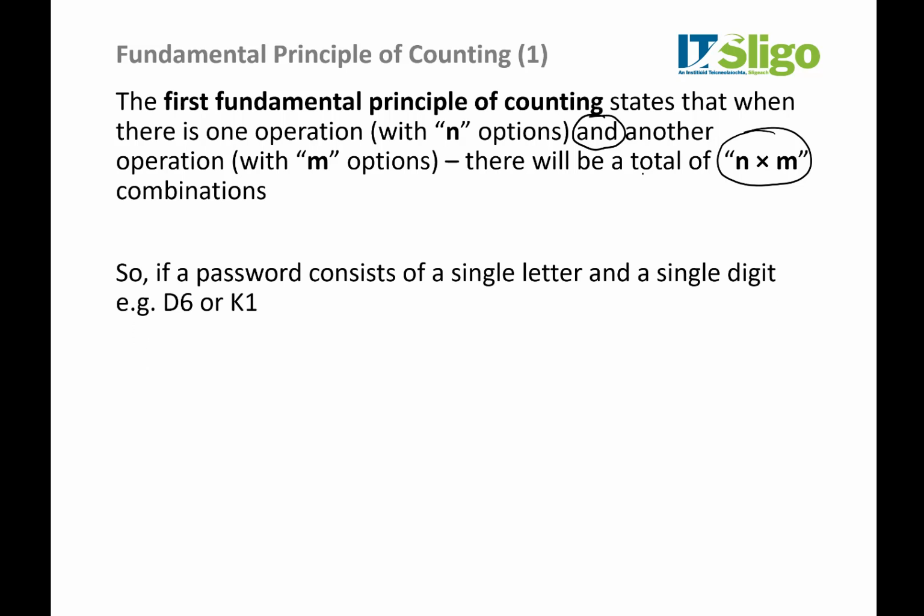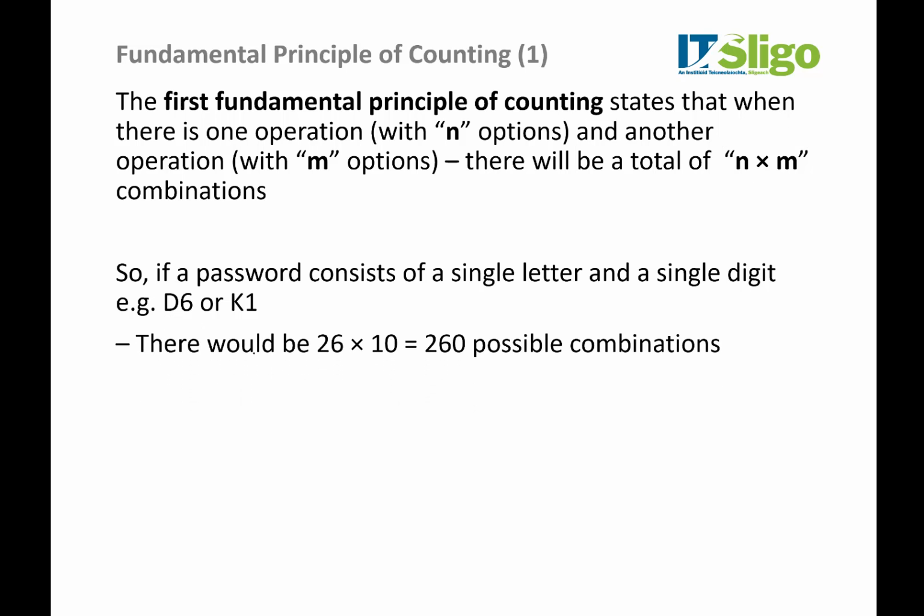So if a password has a single letter and a single digit, like D6, K1 or 7, there's 26 options for the letters. There's 10 options for the digits. So in total, there's 260 possible combinations from one letter followed by one number. So the main thing is when you see the word and, we multiply.